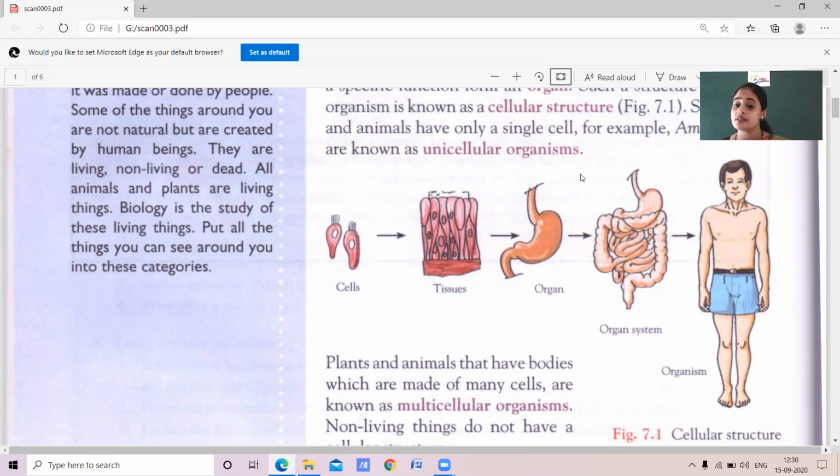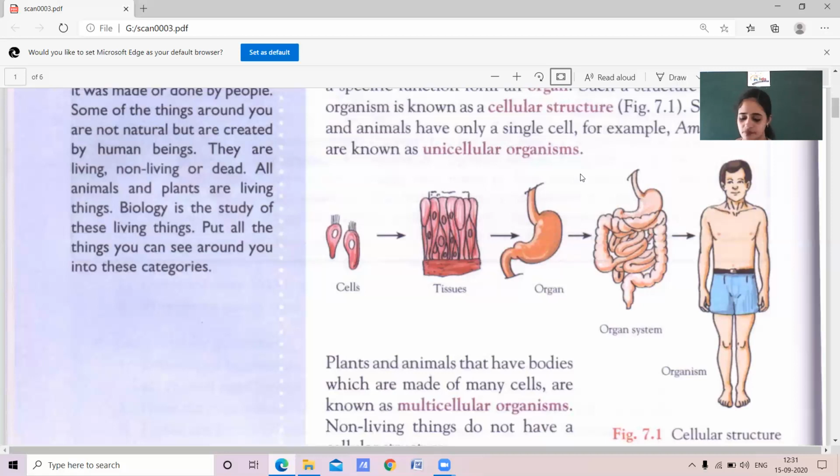Along with us, plants are also made up of many cells. Here, plants and animals are considered multicellular organisms, made up of more than one cell. The body of an organism which is made up of more than one cell, we call it multicellular. Examples are human beings, plants, and animals.